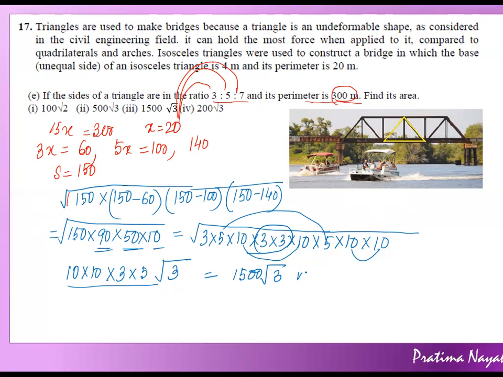Your centimeter square, meter square. So what is the answer? Again, third part is the answer. So for E, third is the answer, 1500 root 3.